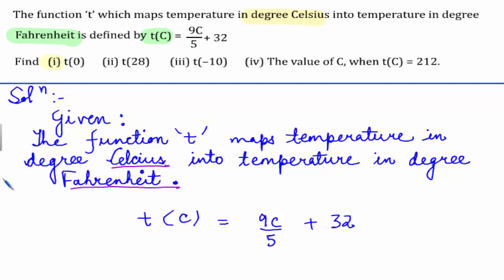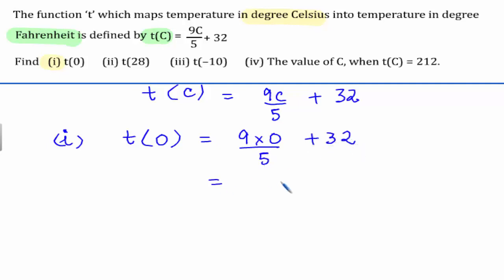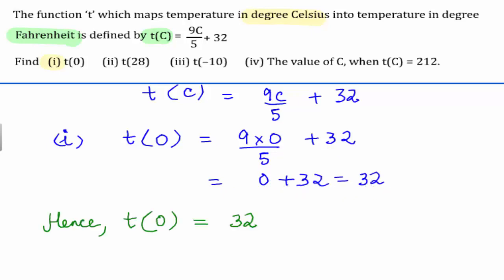The first one given to us is T of 0. To find T of 0, we need to substitute C is equal to 0 in 9C by 5 plus 32. So we will have 9 into 0 by 5 plus 32. So this is equal to 0 plus 32, which gives 32. Hence, T of 0 is equal to 32.